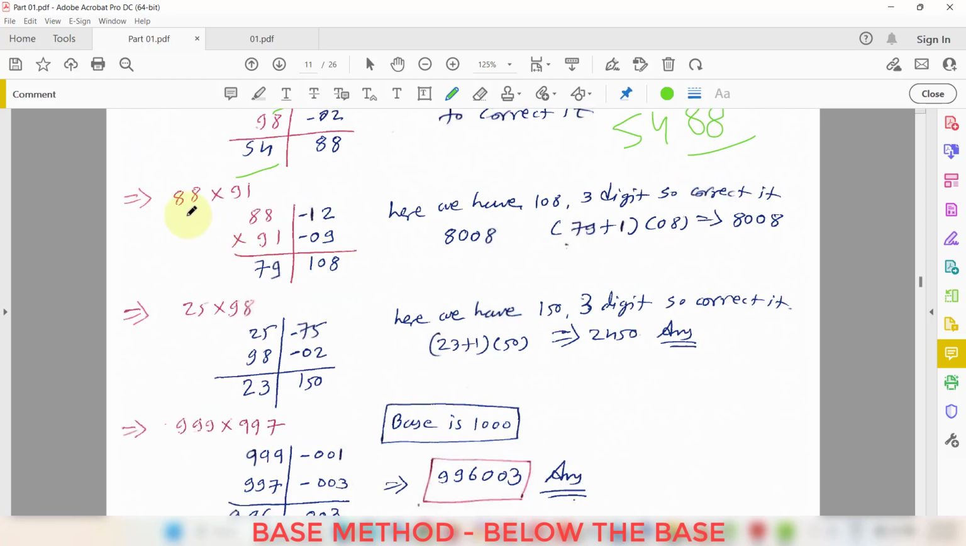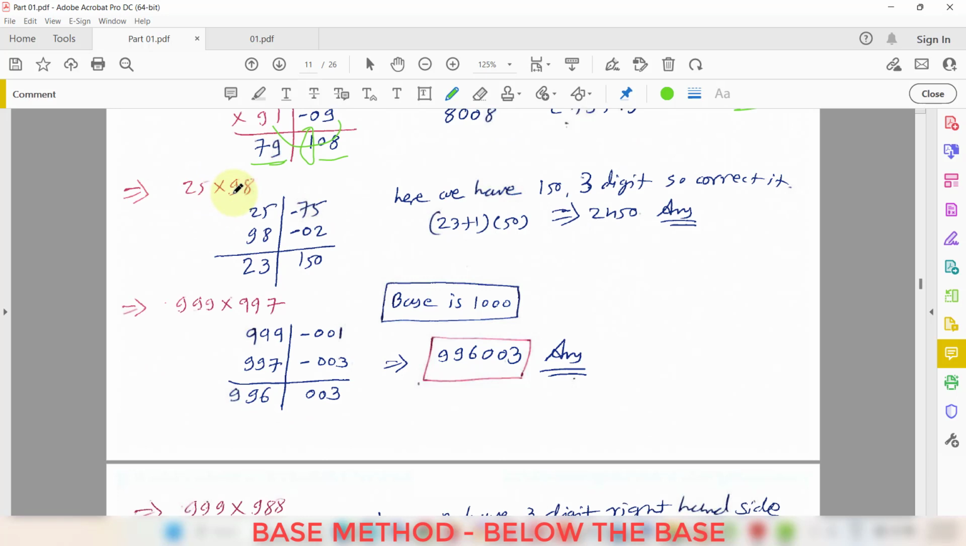Okay. Similarly, 88 times 91, so 88 is below 100 by how much? 12, and 91 is below 100 by how much? 9. Okay, so here you can see 91 minus 12 might be a little bit difficult, but 88 minus 9 is very easy, because 8 minus 9, so that is 18 minus 9, that is 9, that is 79. So that you can directly take it, and 12 9s are 108. So 08 we will keep as it is, and 1 power we have to add. So 79 plus 1, that is 80. So 8008. Okay.